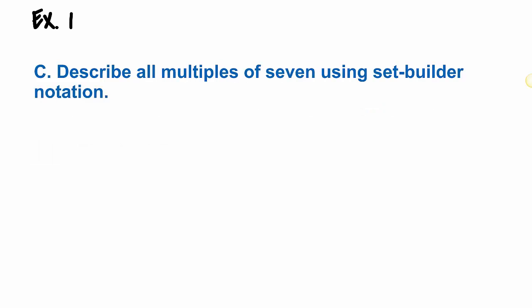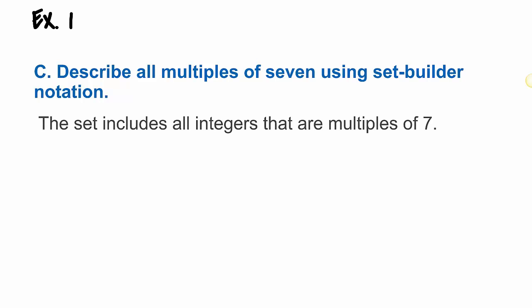Next it says describe all multiples of 7 using set builder notation. So a multiple of 7 means something times 7. So I would say x such that x equals 7 times n, where n is an element of the integers. I could multiply anything times 7 and it would still be a multiple of 7.